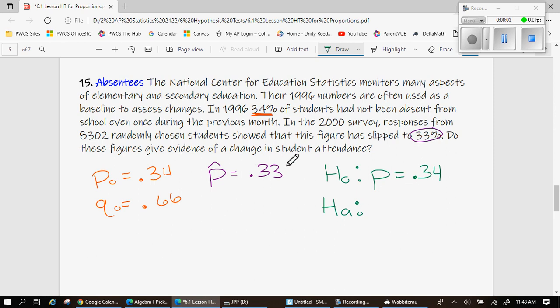And we want to know if there's evidence of a change in student attendance. So a change indicates not being equal to what we thought it was. It doesn't necessarily mean it gets greater or smaller. What we want to know is, did it change in some way? So we are going to say our alternative would be that our proportion is not equal to 0.34.